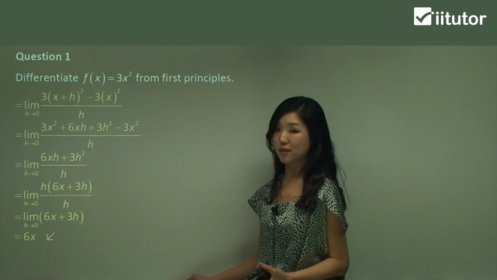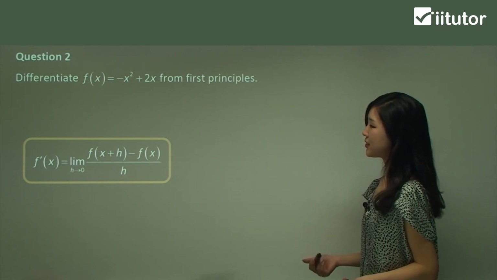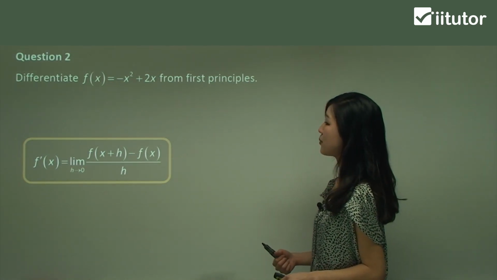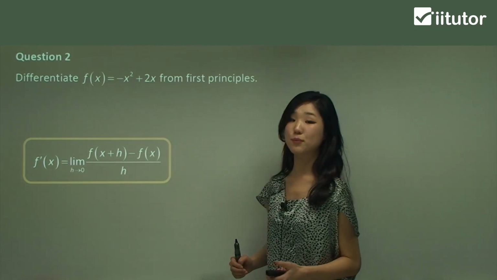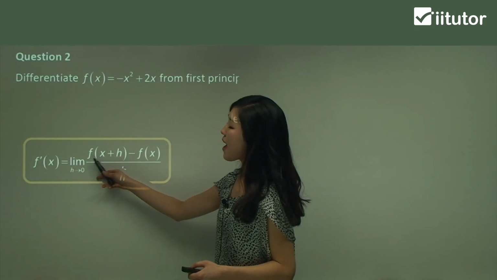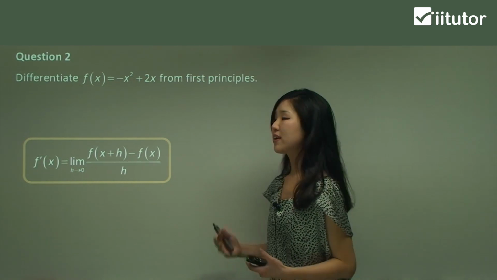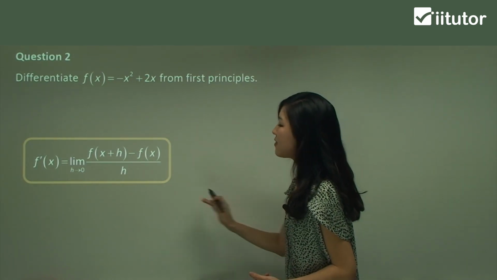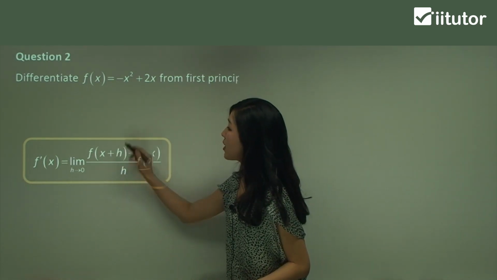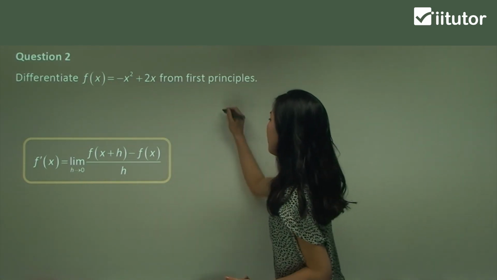I know the working is a little bit long, but see if you can understand. So question 2 says differentiate f(x) equals negative x squared from first principles. So again, we're going to use our first principles. It says limit f(x plus h). For those who are still confused, have a look over here. Basically guys, what f(x plus h) means is whatever's inside the bracket, we're going to replace wherever there's x.